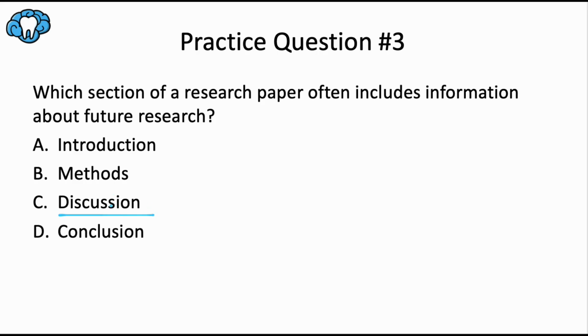This is where we interpret the results, but we also explain their significance and place them in the context of existing knowledge. This section outlines gaps in knowledge, questions that remain unanswered, and areas that could benefit from future research. So the answer to this question is C.